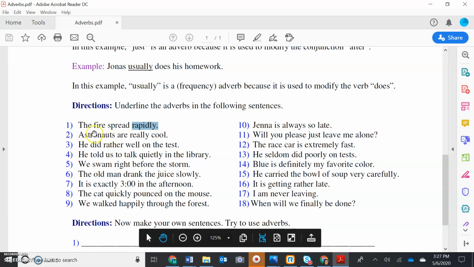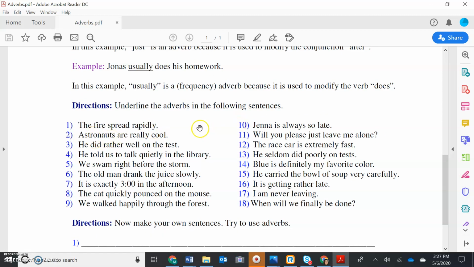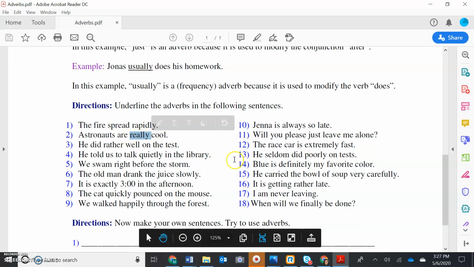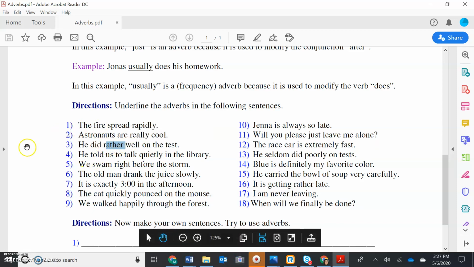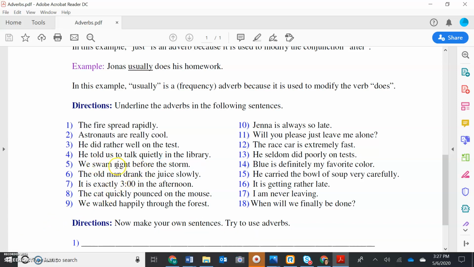Okay, number 2. Astronauts are really cool. How cool are they? Really cool. Number 3. He did rather well. How well? Rather well. Number 4. He told us to talk quietly. Talk how? Talk quietly. Number 5. We swam right before the storm. When did we swim?